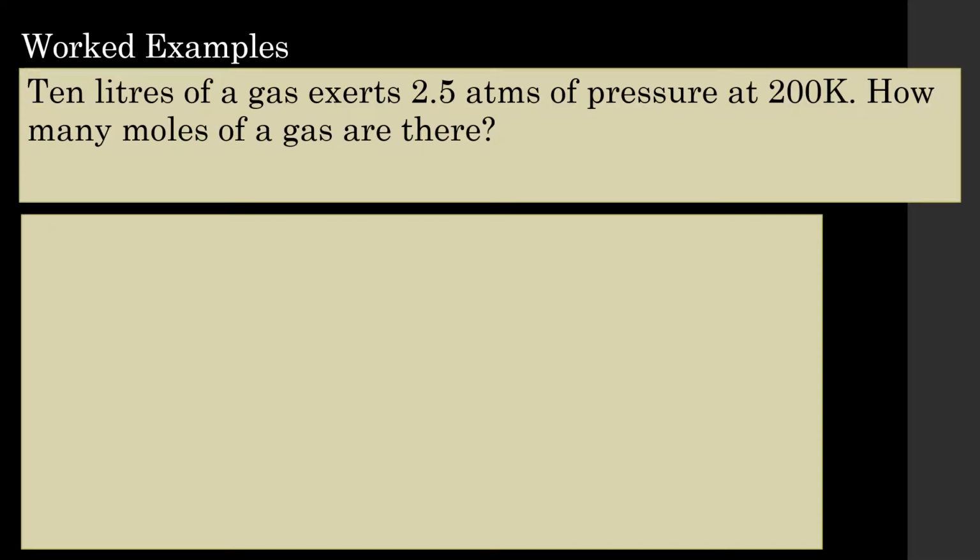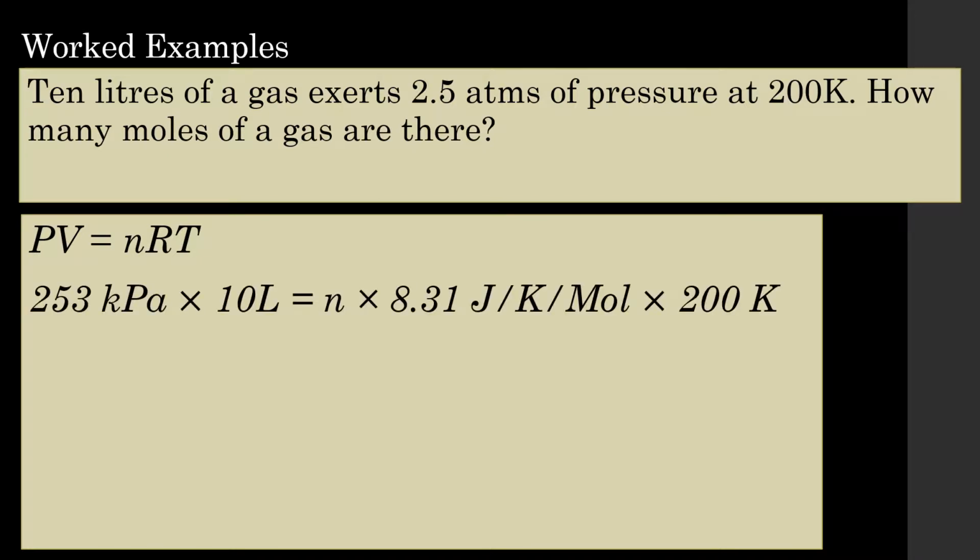So if we have a look at a worked example, 10 litres of gas exerts 2.5 atmospheres of pressure at 200 kelvin. So how many moles of gas are there? We know that PV equals nRT, and let's convert to 253 kilopascals. Remember 1 atmosphere is 101.3 kPa. So I just multiplied this 2.5 by 101.3 kPa to get my 253 kilopascals, because I gave you the universal gas constant in kilopascals.